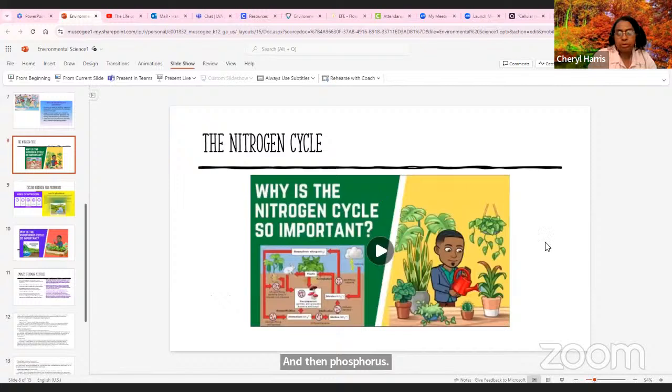All right, let's do that. So write nitrogen cycle down. Now this one is a little more complex, so please pay particular attention to all of the steps on this one.